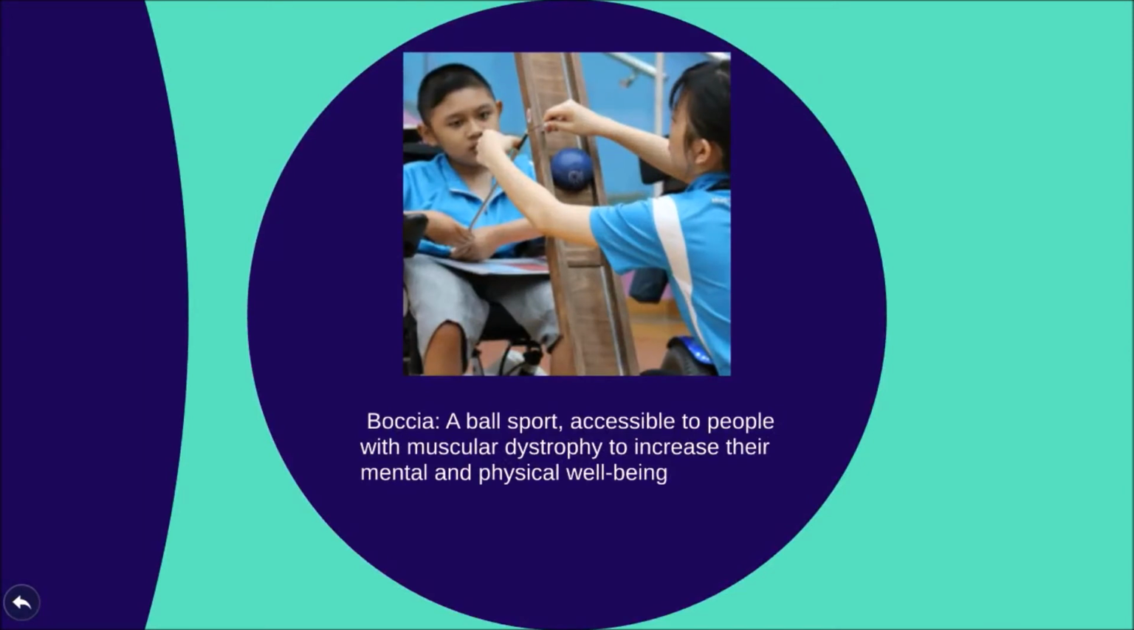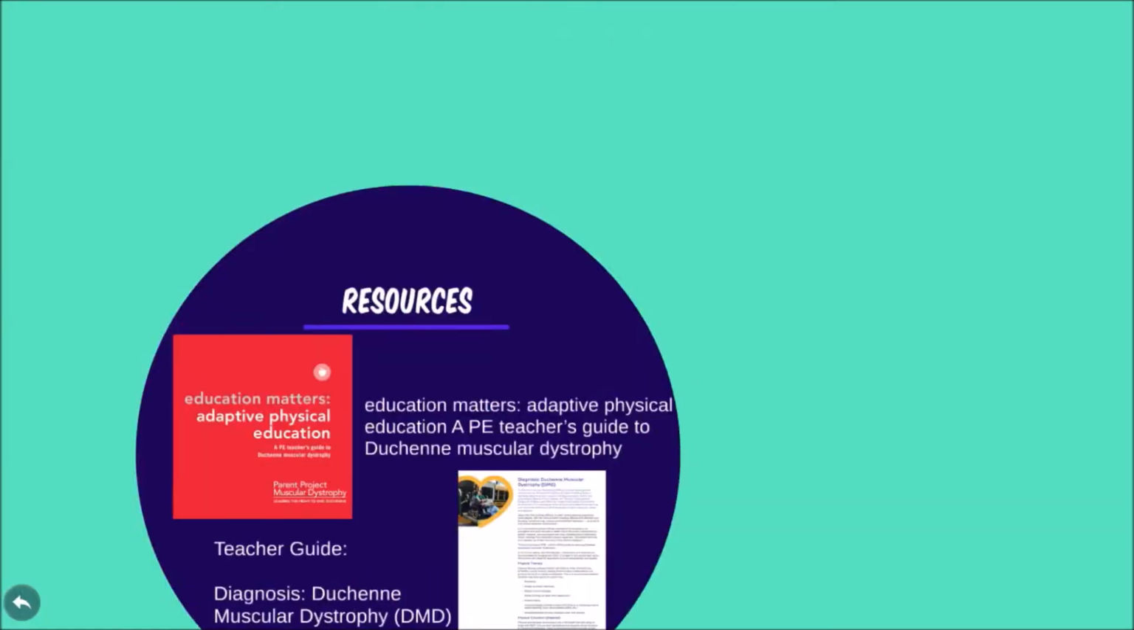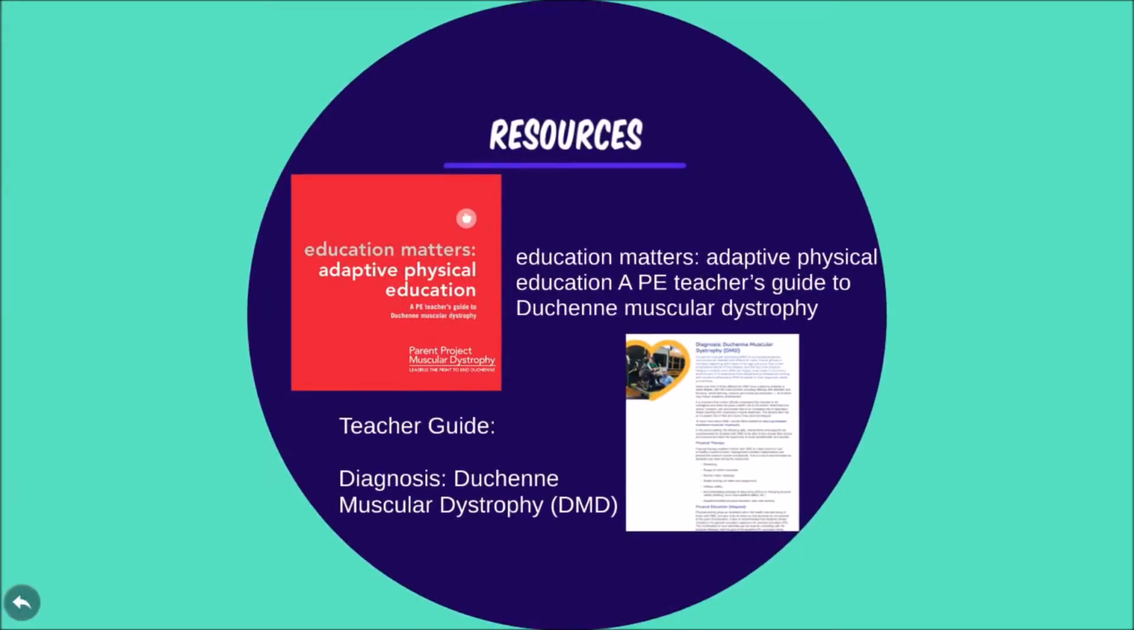Boccia is a great sport for individuals with muscular dystrophy. It is an easily accessible sport and allows individuals to compete. Some resources that have lots of information on muscular dystrophy and creating an inclusive environment are Education Matters, as well as the Teacher Guide for Duchenne muscular dystrophy.